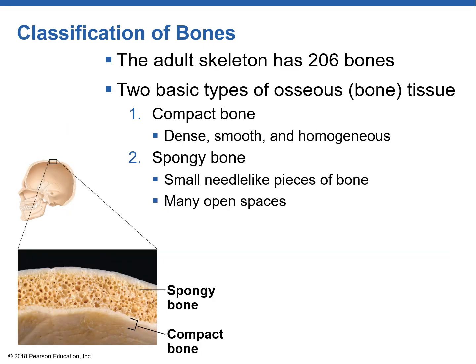There are two basic types of bone tissue, compact and spongy. The compact bone is dense and smooth, while the spongy bone looks like a sponge.